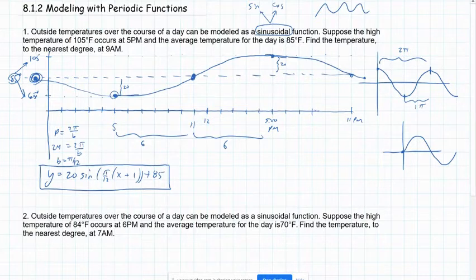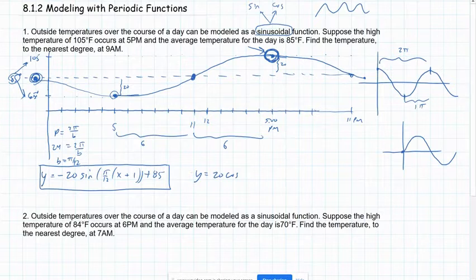graph. And another way to write it as a cosine graph would be if we took this point as our high point. By the way, I need to fix one thing here. Since it was an upside down sine graph, I'm going to say it's negative 20. Okay. Now, if I take this point as my high point, cosine graphs start at their high point, so I could also write this as y equals positive 20 cosine.